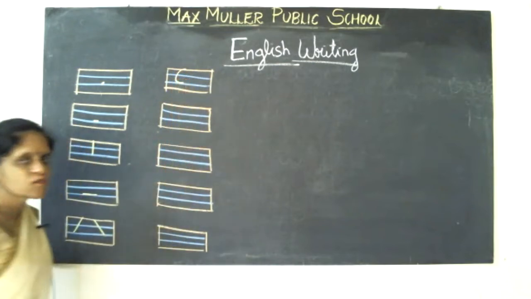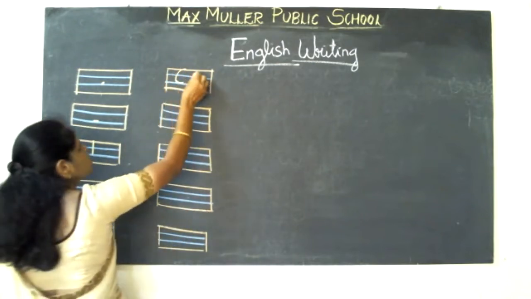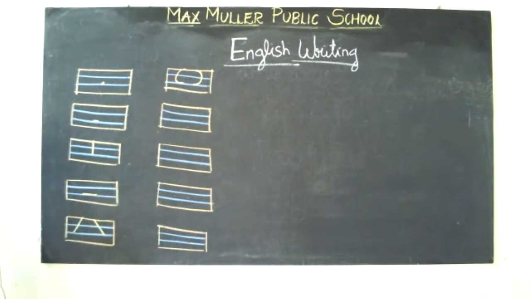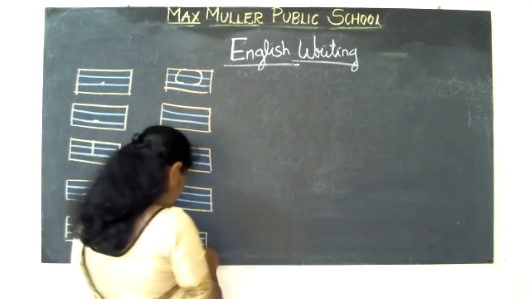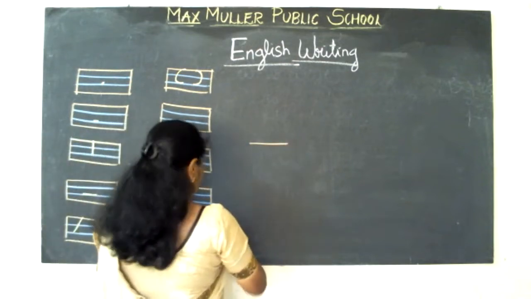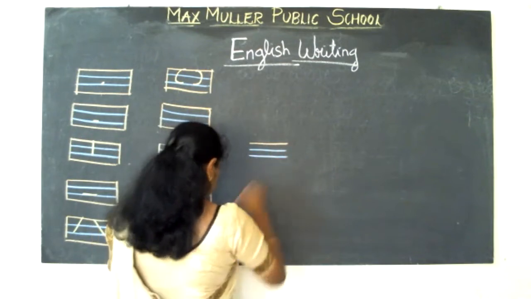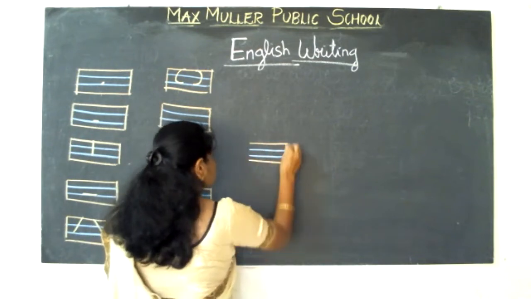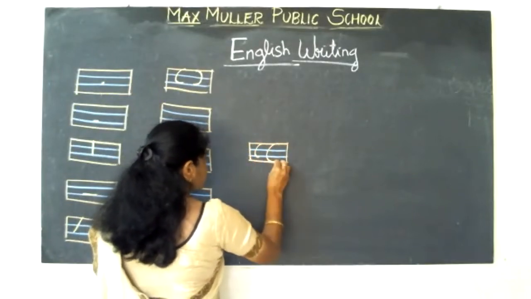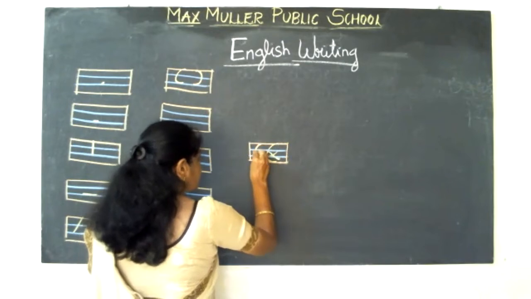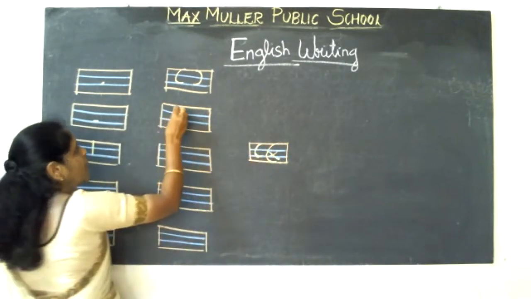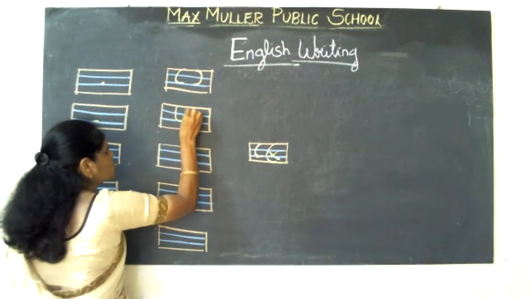Curves. You should write from the red line to the blue line. Curves. Okay, children? How do you write curves? You should write neatly. You should not write like this. I'll show you, see. From the red line you should write neatly like this, not like this. This is wrong. You should write neatly to take a small bend. Curves.